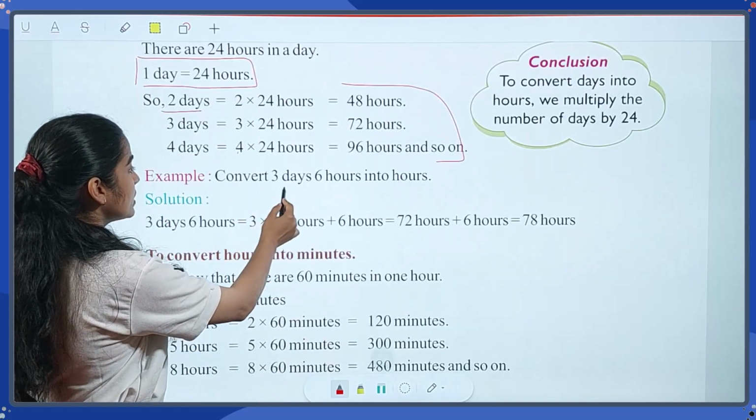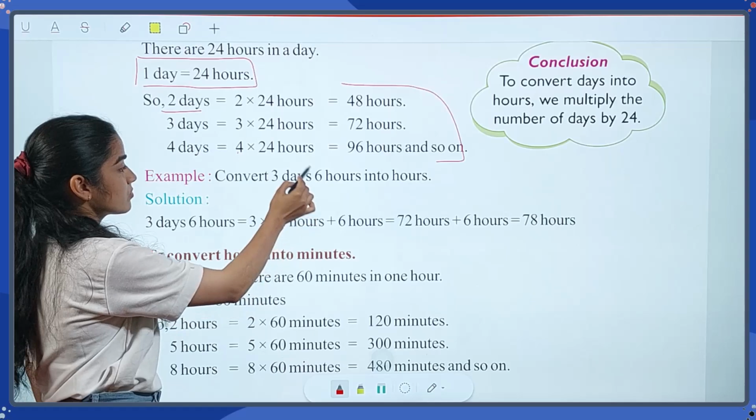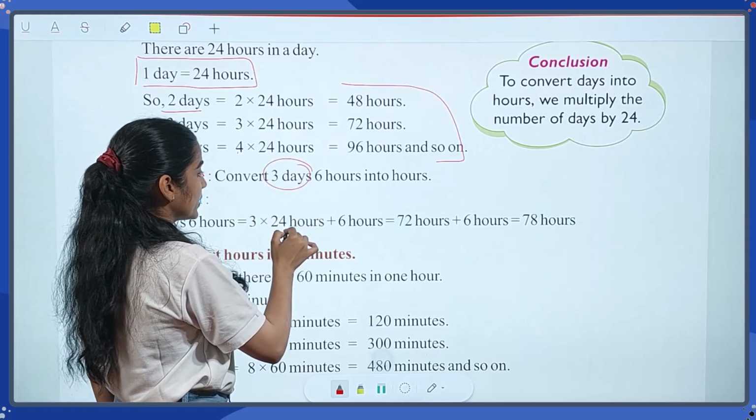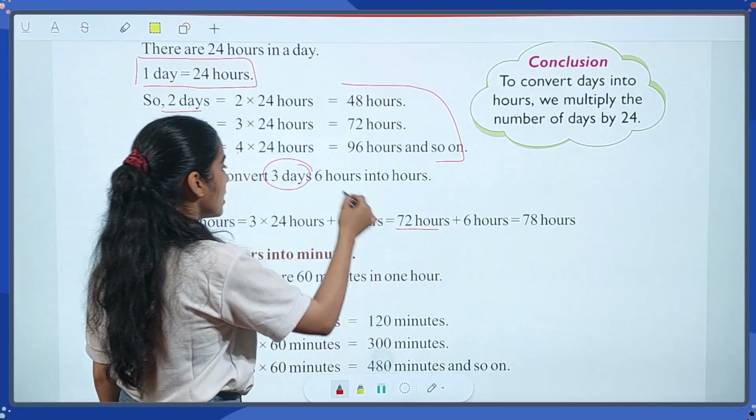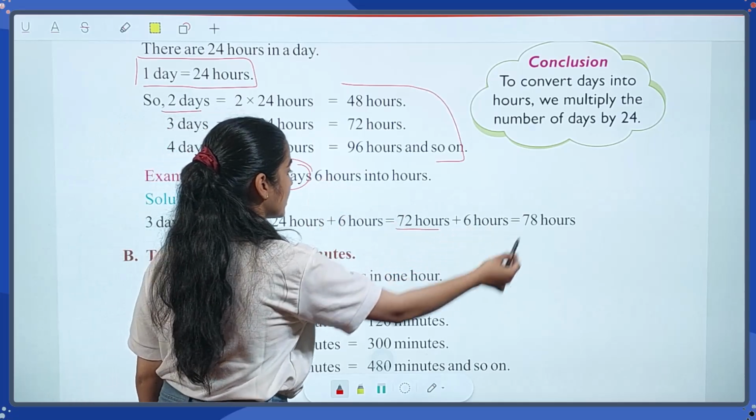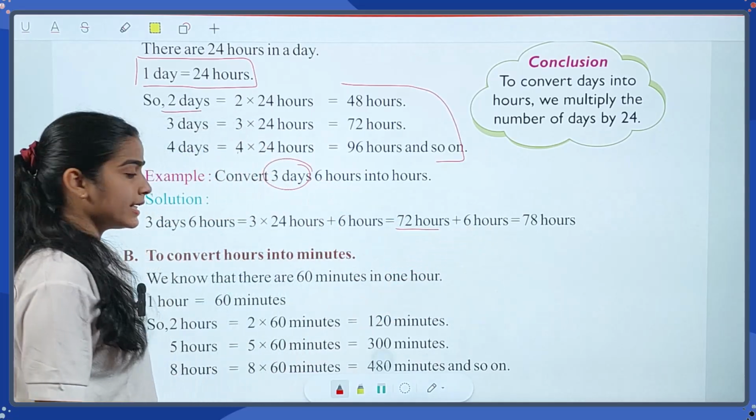Now convert 3 days 6 hours into hours. So 3 days, 3 multiplied by 24, that is equal to 72 hours, plus 6 hours, that is equal to 78 hours.